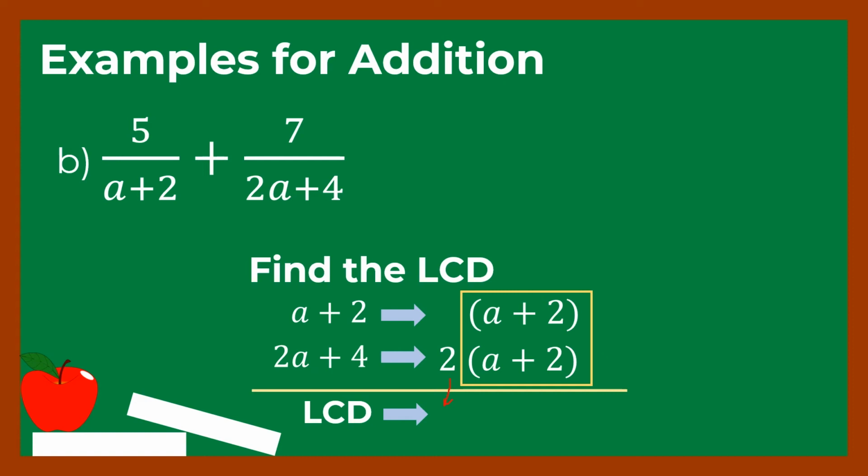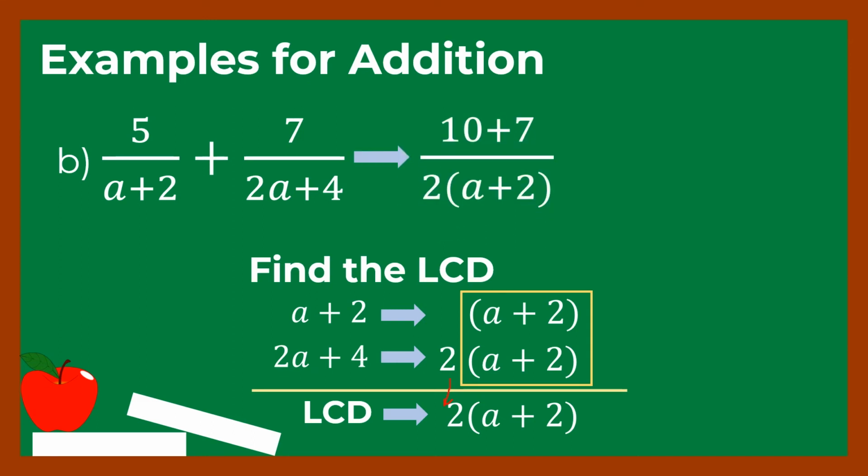So, isang a plus 2 lang ang i-bring down natin. So, we have 2 times the quantity of a plus 2. So, ito na yung LCD natin. So, itong 5 over a plus 2 plus 7 over 2a plus 4 ay magiging 10 plus 7 all over 2 times the quantity of a plus 2.